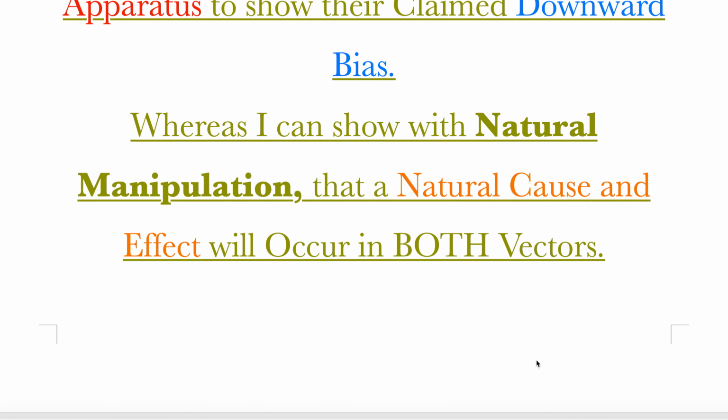Whereas I can show with natural manipulation that a natural cause and effect will occur in both factors. That means I can show how a change in density, in accordance with the medium that it is in, will create a down or an up vector. So I can show this with natural manipulation. I don't have to go as far as getting a machine and creating a density. I can show it with the hydrological cycle. So I don't even have to show it because it's there all the time within our world.